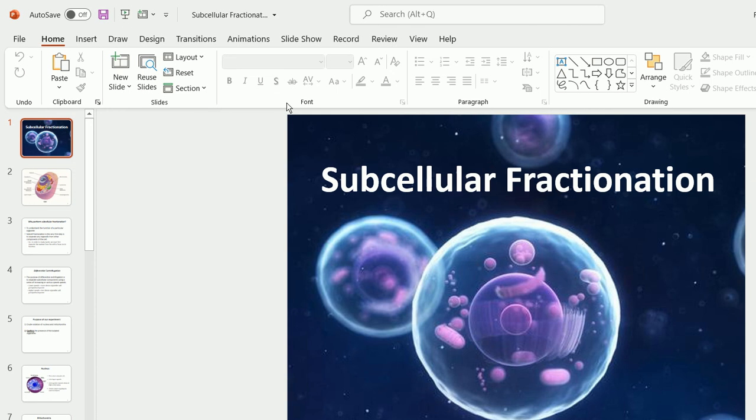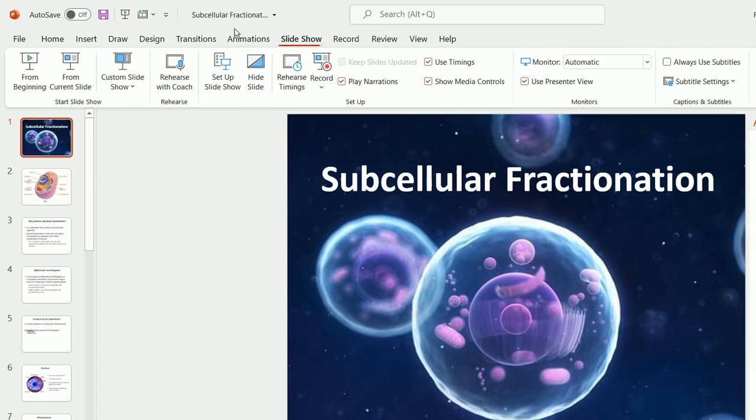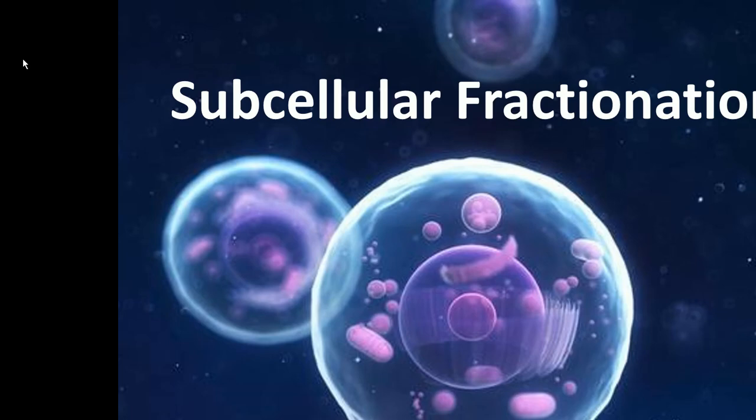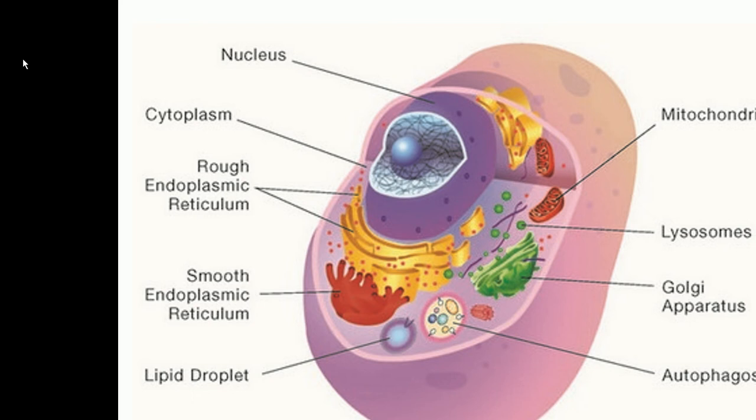First of all, we need to understand what subcellular fractionation means. This is a technique by which we can separate the different organelles. As we know, the cell has different organelles. The biggest organelle is the nucleus, then we have mitochondria, lysosomes, Golgi apparatus, and smooth ER and rough ER. In this lab, we are going to separate the nucleus and mitochondria.